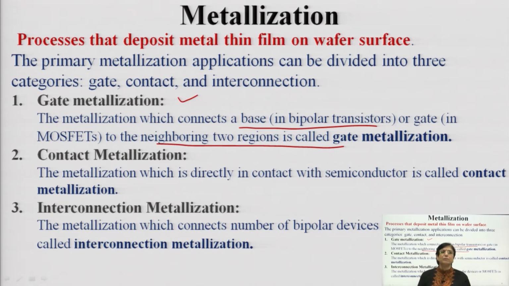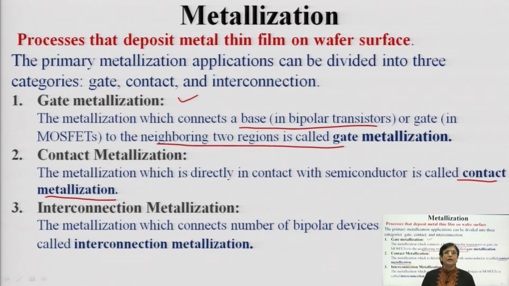The second is known as contact metallization. Contact metallization directly interconnects the semiconductor area with the outside world. These are the contacts established in the defined areas like drain contact and source contact, or in a BJT, emitter contact or base contact. All those contacts which physically connect the device to be part of the overall circuit, we call contacts. And then comes the interconnect metallization.